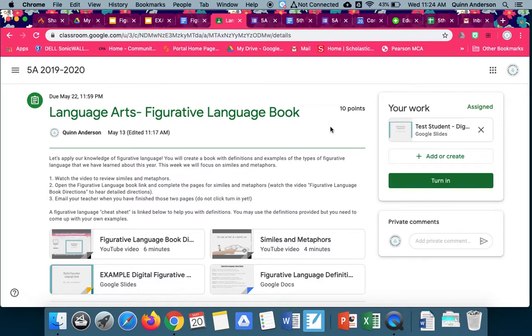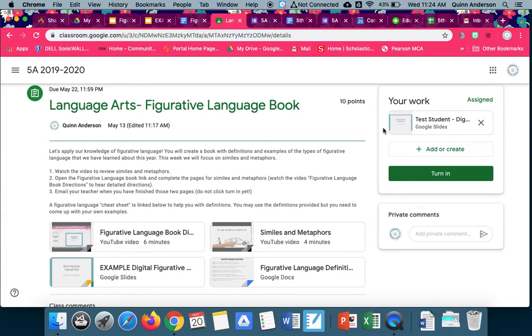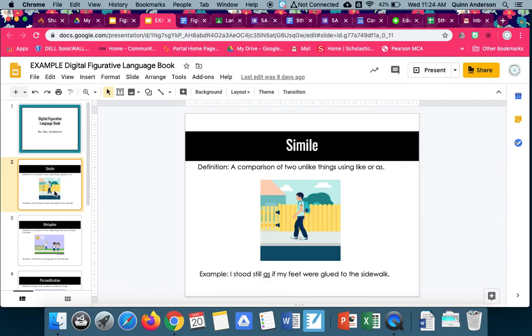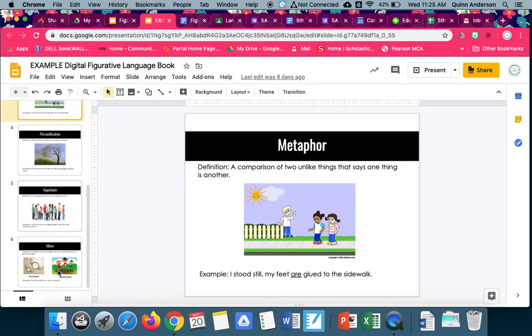You started it with metaphors and similes. Your work will be right up here in the corner. You'll keep working on this. I'll update the directions for you. If you followed directions last time, you did not turn it in and you're ready to keep working. If not, you may have to click Unsubmit so that you're able to keep working. You have your definitions here, your example of the figurative language book. I want to show you something here in the example. We have simile and metaphor, which we did last week. We're moving on to personification, hyperbole, and idiom.